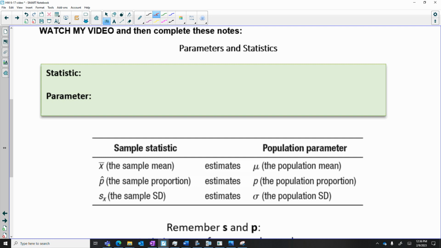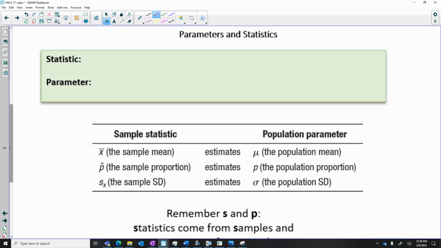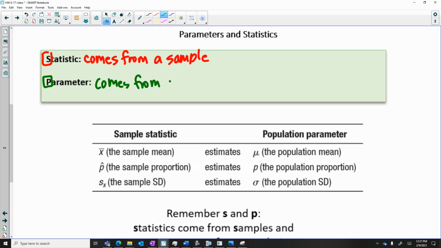But in order to do so, we need some key vocabulary that we're going to be using throughout this next couple of months. So the key words here are parameters and statistics. So statistic starts with the letter S. And a statistic, you probably have heard the word statistic nonstop, and you're like, oh, these are statistics. They're numbers, right? But what you may not have realized is that a statistic only describes a sample. So it comes from a sample. Whereas a parameter starts with P, comes from a population.